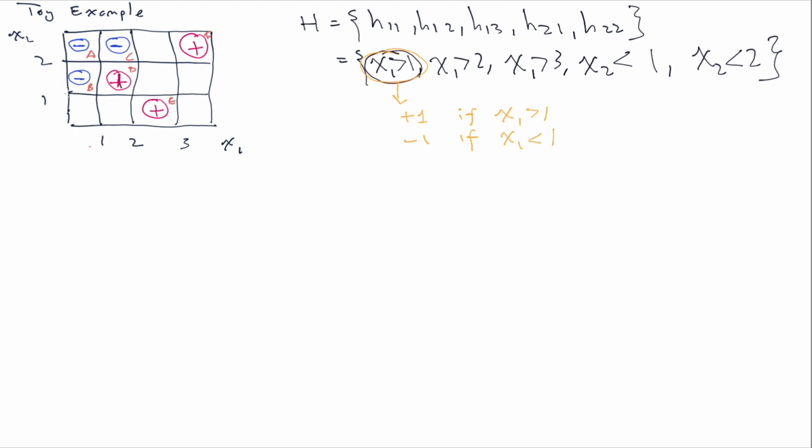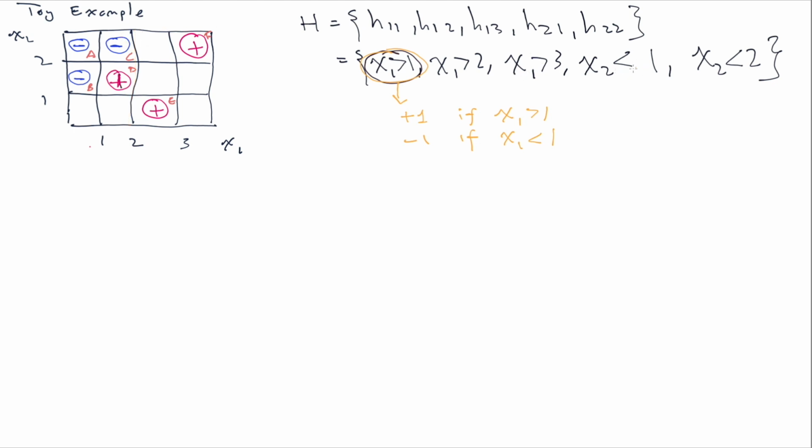So on this toy data set, x1 greater than 1 is just a straight line at x1 equals 1, and anything to the left of it is going to be classified as negative, and anything to the right of it as positive. Similarly, x1 bigger than 2 is just this line that classifies everything to the right as positive, everything to the left as negative. And similarly for x1 greater than 3.